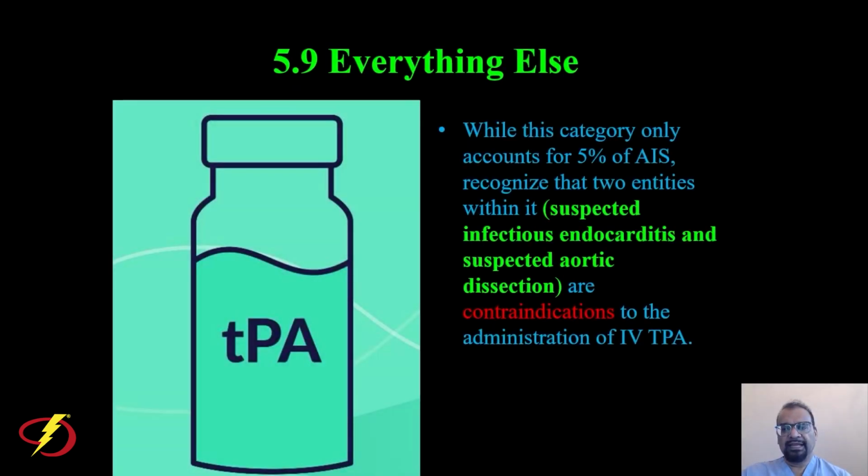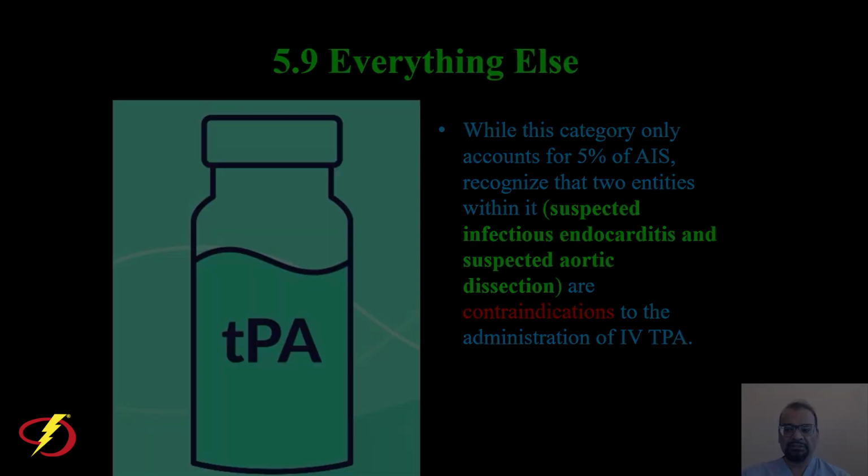Now, while this category is very small and accounts for only less than 5% of acute ischemic strokes, there's two things in this category I want you to remember. That's infectious endocarditis and aortic dissection. Both of these are contraindications to the use of IV TPA. So just remember those two. Again, infectious endocarditis and aortic dissection.